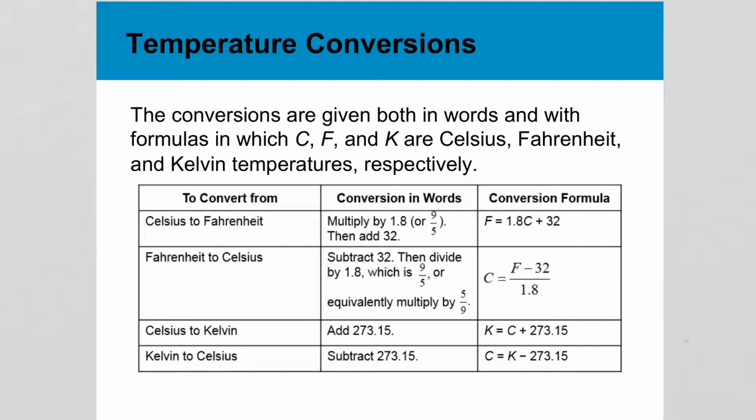How do we convert? To convert from Celsius to Fahrenheit, multiply by 1.8 or 9/5 and add 32. So we have a nice little formula here. F equals 1.8C plus 32. And to convert back from Fahrenheit to Celsius, you can do F minus 32 divided by 1.8. To go from Celsius to Kelvin, add 273.15, or Kelvin to Celsius, subtract. We don't really have a conversion for Fahrenheit to Kelvin. We'll just go from Fahrenheit to Celsius and then to Kelvin.